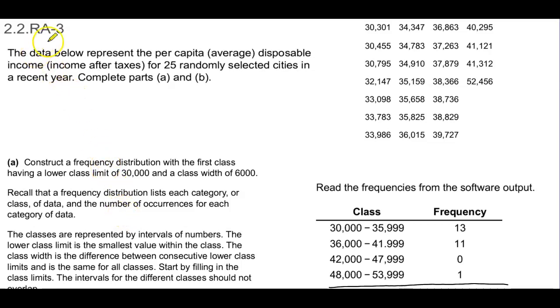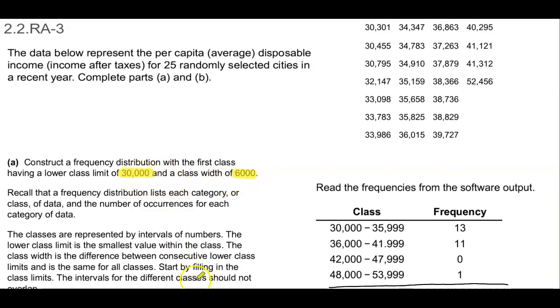In section 2.2.RA-3, the data over here to your right represent the per capita average disposable income after taxes for 25 randomly selected cities in the recent year. We're going to complete part A and B. So we want to construct a frequency distribution with a first class having a lower class limit of 30,000 and a class width of 6,000.